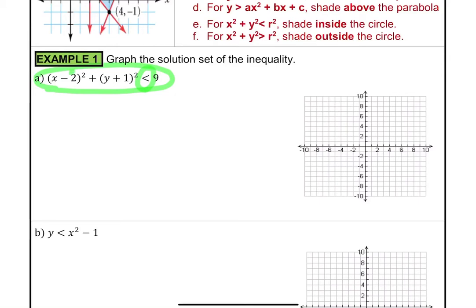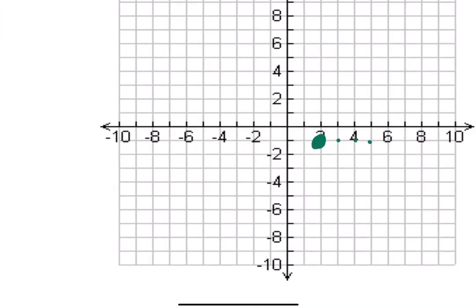The solution set is going to be inside the circle. So let me do that. The center here is 2 comma negative 1. So if I point the center, x is 2 and y is negative 1, it is going to be right here. And since this is 9, the radius is 3, so I'm going to go 3 units. Here's my center, I'm going to go 1, 2, 3 units there, 1, 2, 3 units down, 1, 2, 3 units up, and 1, 2, 3 units to the left. So therefore my circle is going to look like this.